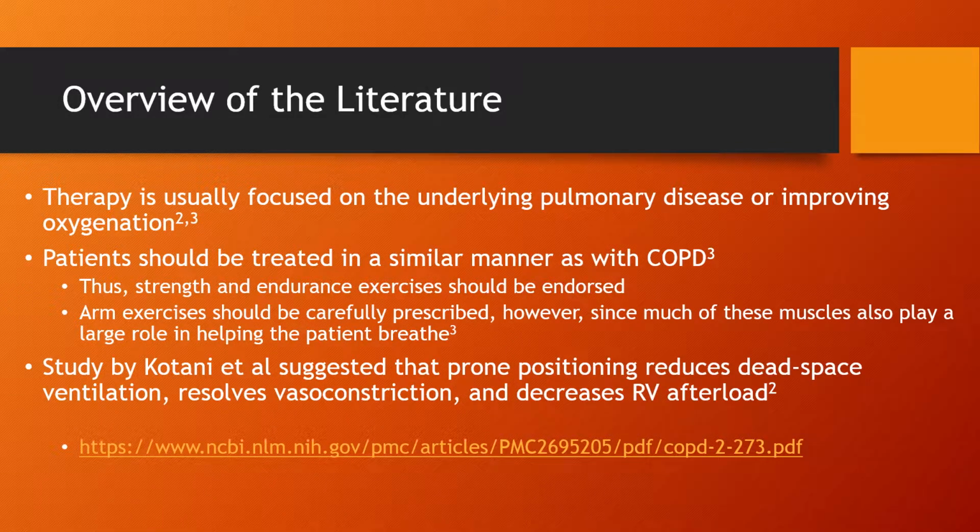With a review of the literature, I found several articles that pertain to therapy with cor pulmonale. First, therapy was usually focused on the underlying pulmonary disease or improving oxygenation of the patients. And since most patients with cor pulmonale had developed it from COPD, COPD precautions were also considered. And then a study by Catoni et al. suggested that prone positioning reduces dead space ventilation, resolves vasoconstriction in the lungs, and decreases right ventricle afterload.